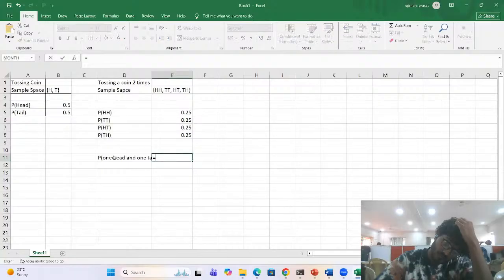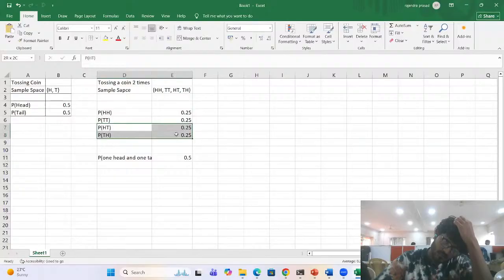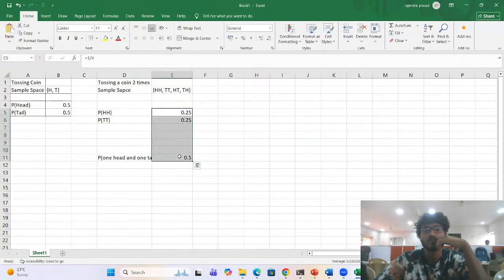In this case, what is the number of favorable cases? 2. So 2 divided by 4, which is 0.5. You tell me each and every possible outcome is between 0 and 1, and the sum of the probabilities is equal to 1. In Excel, whenever you select rows, by default it gives you summary shortcuts. See, the sum is 1. Either way you can calculate it. What is the total probability? 1.